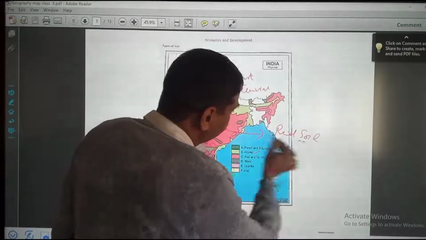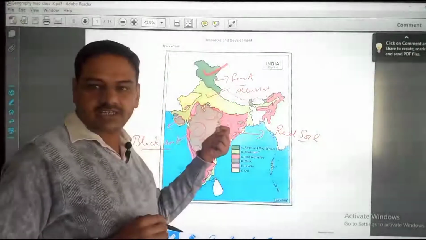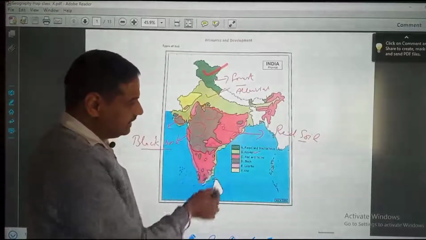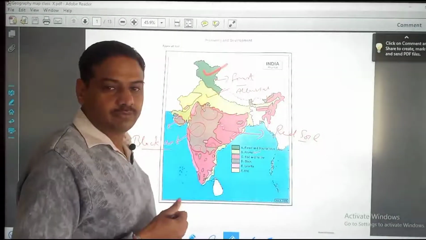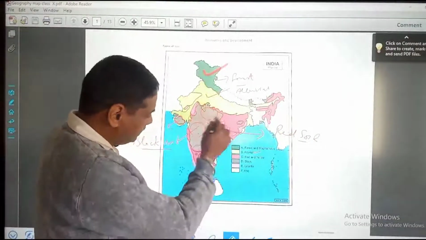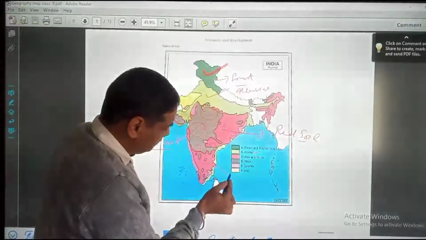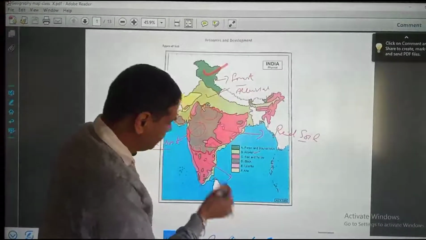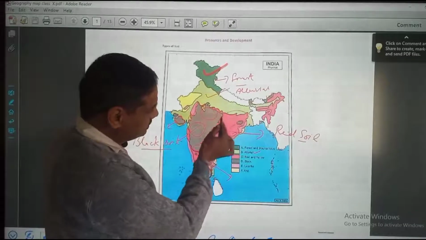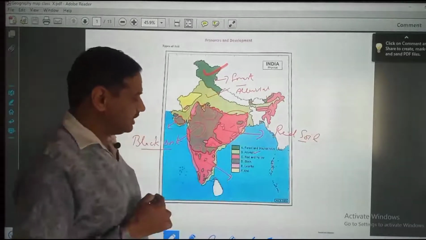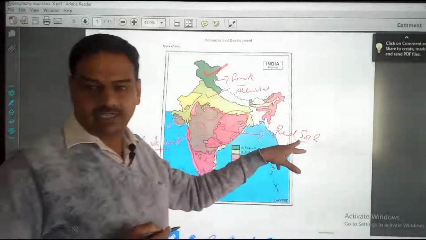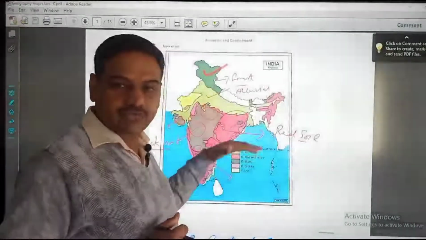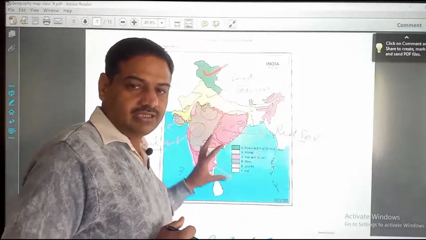Then comes this red color, which signifies the red soil. Why is its color red? Because of diffusion of iron in it. Understand? This is mainly found in the Deccan Plateau, because the Deccan Plateau is made up of igneous rock. So red soil is found in the Deccan Plateau, parts of Karnataka, Tamil Nadu and Kerala. You can see that Andhra Pradesh, Jharkhand and Odisha also contain red soil. So a major part of South India has red soil.